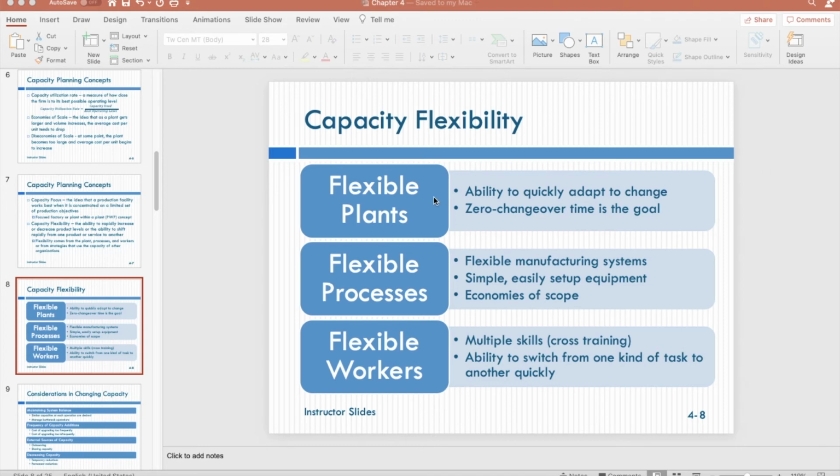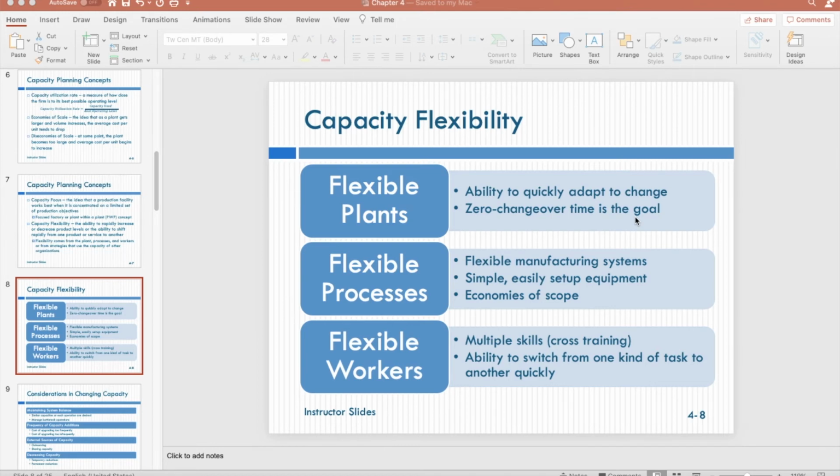That's why here we say flexible plants are those plants that have the ability to quickly adapt to change. Even zero changeover time is actually the goal. Of course, in reality zero changeover time is a little bit idealistic, but firms are always trying to make their plants more flexible, like Amazon, like those B2B, B2C type of firms. They are always trying to make more flexible plants that will always sell and always save some of that money.